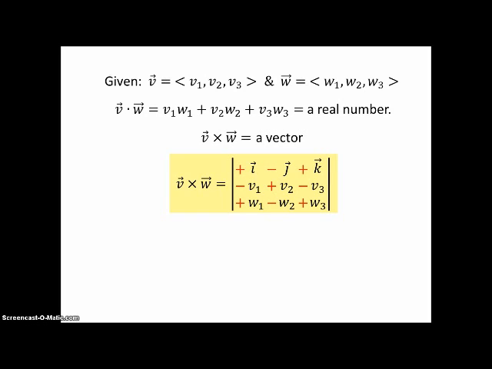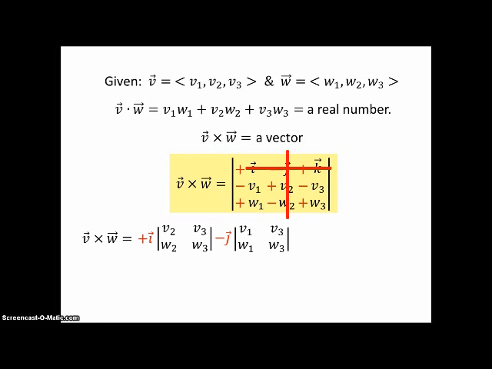And we evaluate a determinant by reducing it by minors, it's called. What we do is we choose a row or a column and work across it. So I'm going to choose the first row. I'm going to start with the first element, which would be plus i, and ignore its row and column. What's left creates a 2x2 determinant. Then I'm going to move along that first row, and the second element in that first row is minus j, and ignoring its row and column creates another 2x2 determinant.